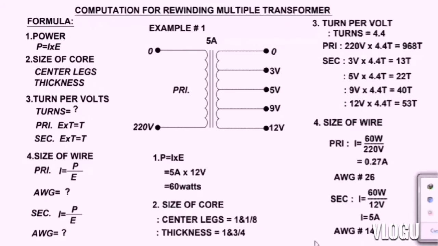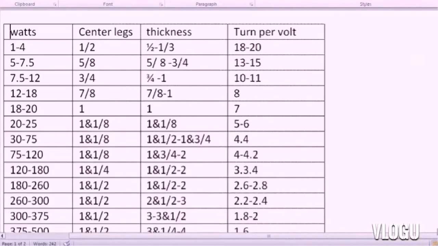Okay, let us go to our table chart. As you can see, at the wattage column, we choose 30 to 75 watts. And take note again, why do we choose 30 to 75 watts? Because our transformer is only 60 watts, and here is the exact or possible wattage, not lower or higher wattage.